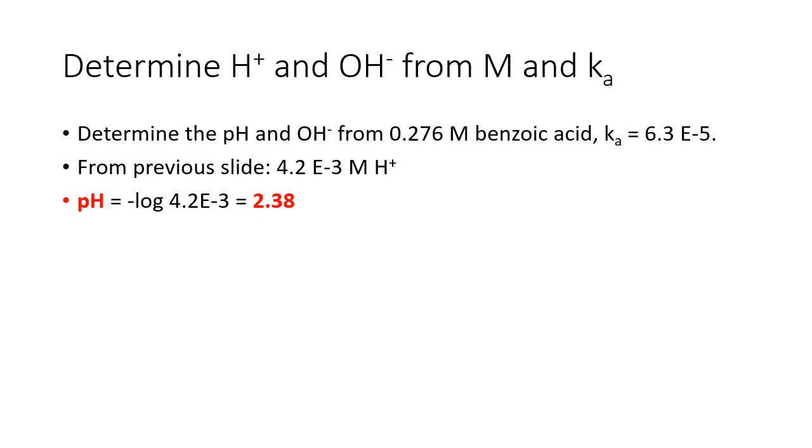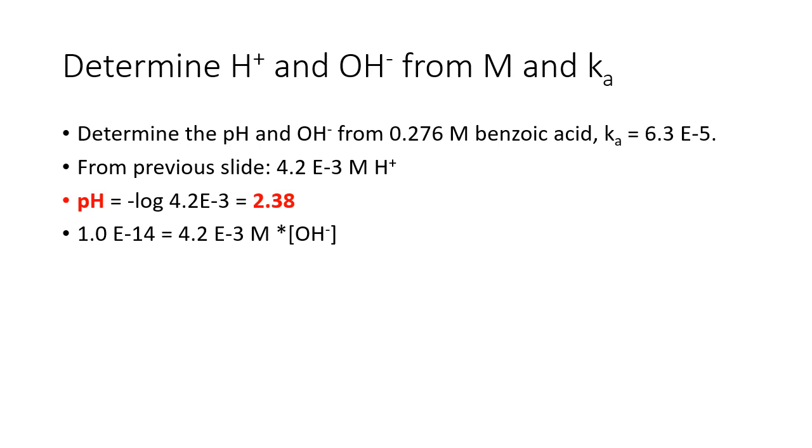So from the previous slide, our concentration of H+ is 4.2 times 10 to the negative third molar H+. And if we take the negative log of that, we get the pH, which is 2.38. Now, we have two options at this point on how to get to OH-. We can do 14 minus 2.38 and get the pOH, and then do 10 to the negative pOH and get OH- concentration. Or we can take our H+ concentration and use our Kw equation.